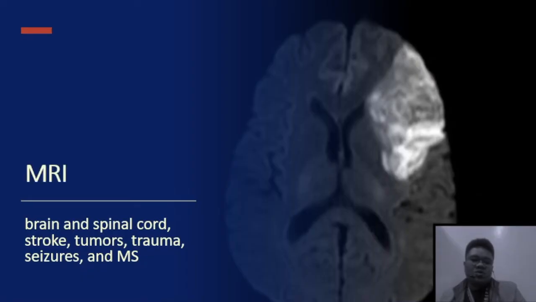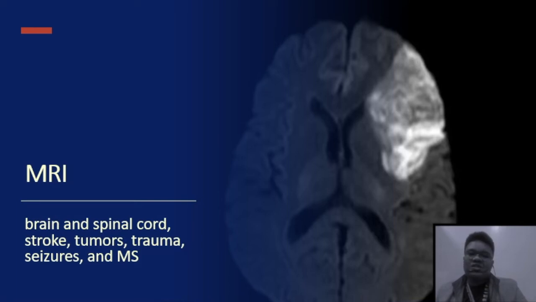Now, so class, your MRI is done for 30 to 60 minutes. That would be a plain MRI of your brain. So your MRI, class, is able to evaluate your brain, your spinal cord, also your stroke, tumors, trauma, seizures, and your multiple sclerosis. That can be seen in MRI.